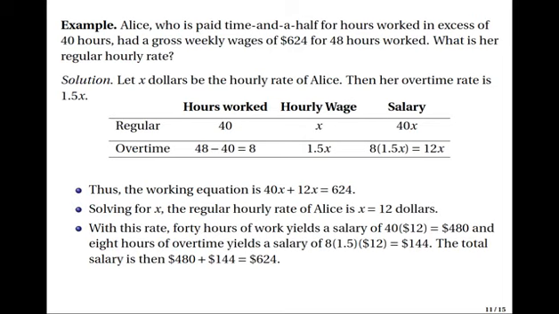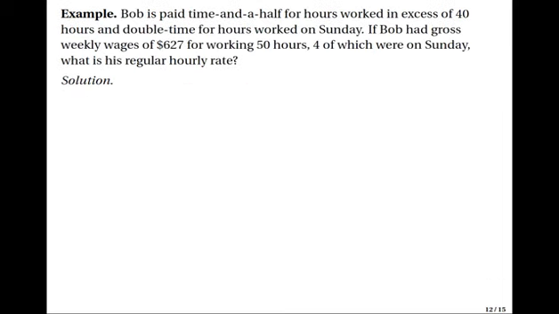Now, next problem. Bob is paid time and a half for hours worked in excess of 40 hours and double time for hours worked on Sundays. Okay? So paid time and a half for hours worked in excess of 40 hours and double time for work on Sundays. If Bob had gross weekly wages of 627 for working 50 hours, 4 of which were on Sunday, what is his regular hourly rate?